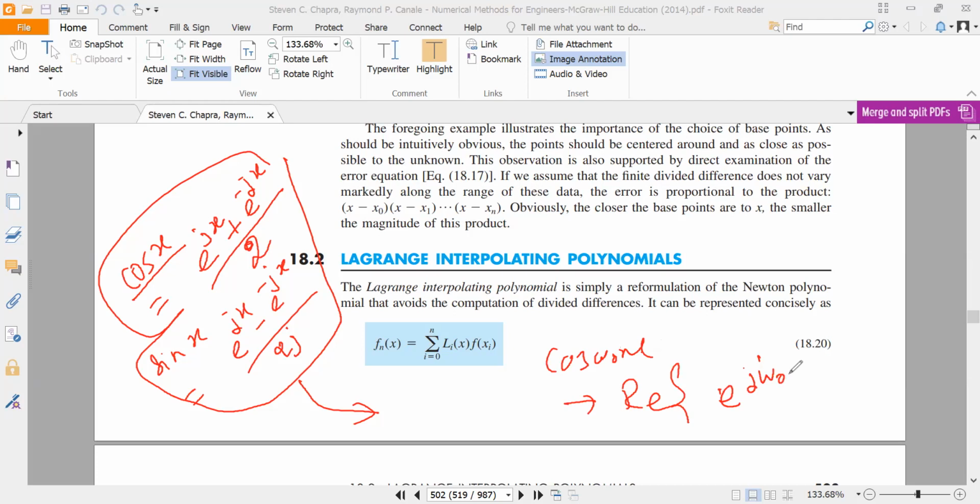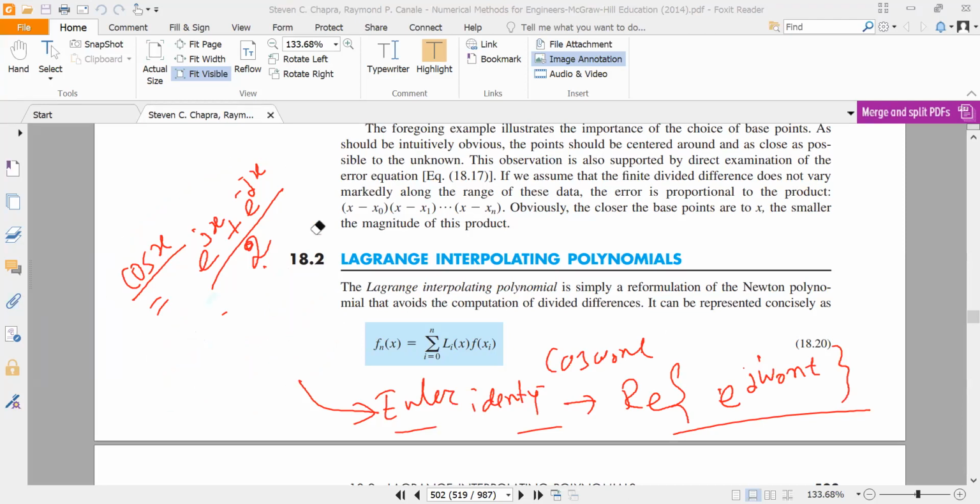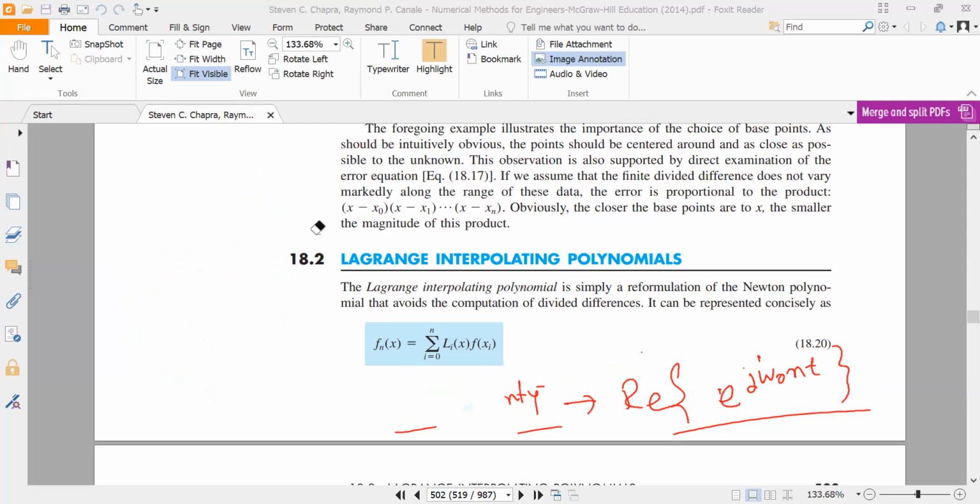Now applying this identity. By using that Euler identity, you can easily convert your exponential form into an equivalent sinusoidal or trigonometric form, the real form, and vice versa. Summing to infinity, say the coefficient is Cn, times e to the power j n omega 0 t.